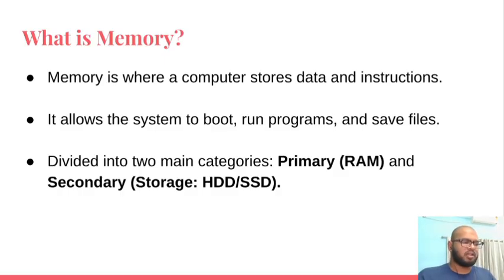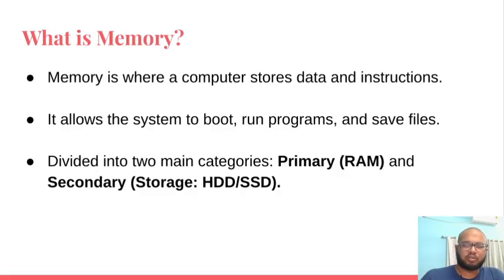In common terms, memory is where a computer stores data and instructions. It allows your system to boot, to run applications or programs, and even to save files. For example, when you download pirated movies from Telegram, where does your desktop or your laptop store it? In its storage, in its memory. It stores it in its hard disk or its SSD or whatever is available.